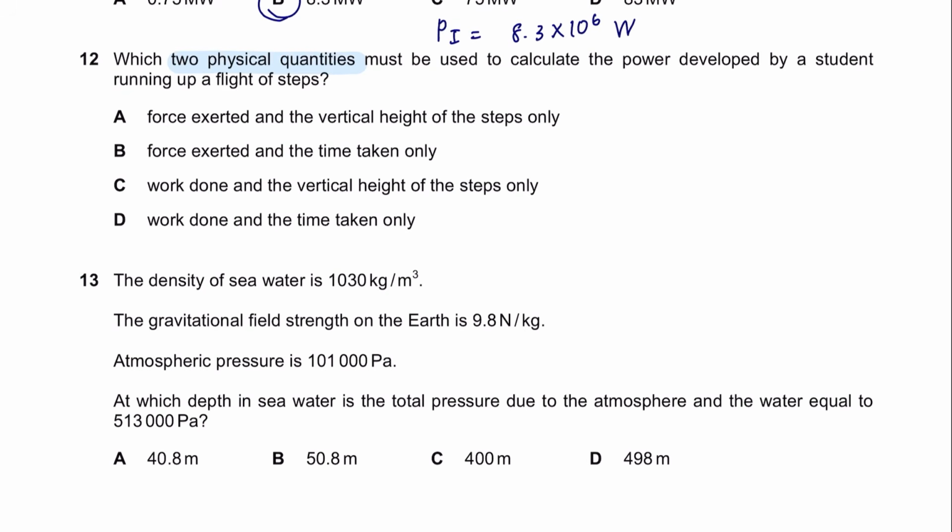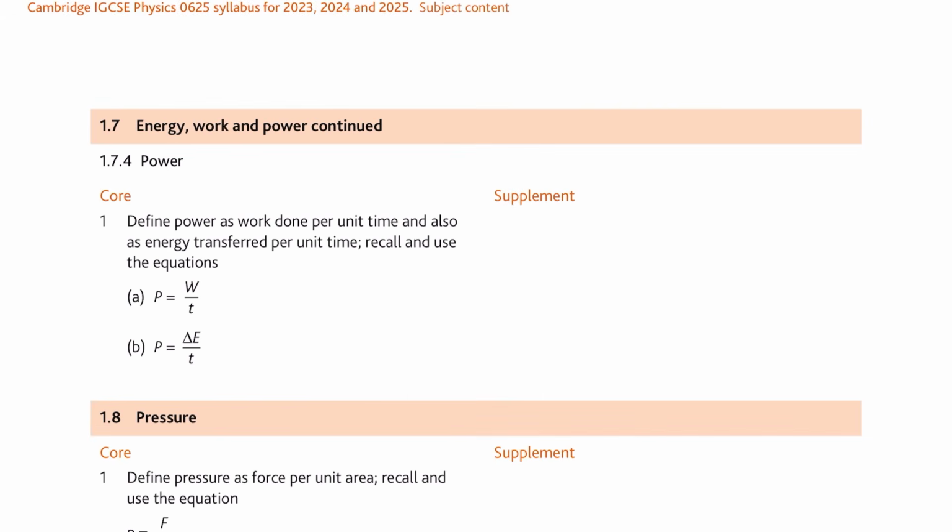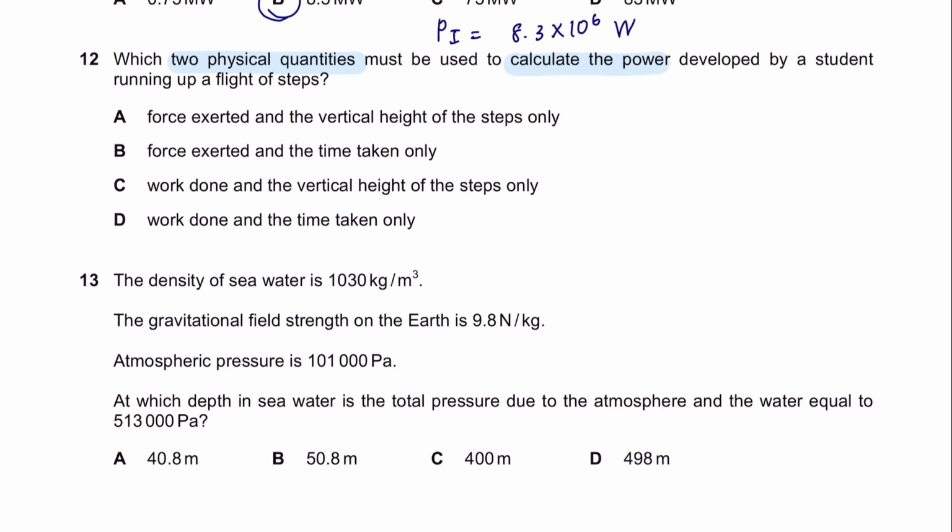Next question, 12. Which two physical quantities must be used to calculate the power developed by a student running up a flight of steps? Alright, according to your course specification, if you go check the definition of power, it is work done per unit time. So the answer here would be work done and time, D.